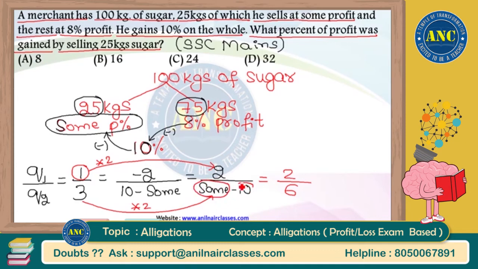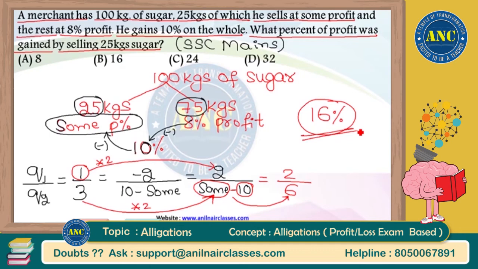Something minus 10 should give you the value 6. Which number minus 10 will give you 6? That value is nothing but 16. The answer for this question is that the first quantity of 25 kgs should be sold at 16% profit. That something value in this question is 16. 16 minus 10 is only 6, right, sir? The answer for this question is 16. I believe you are able to understand it very easily.